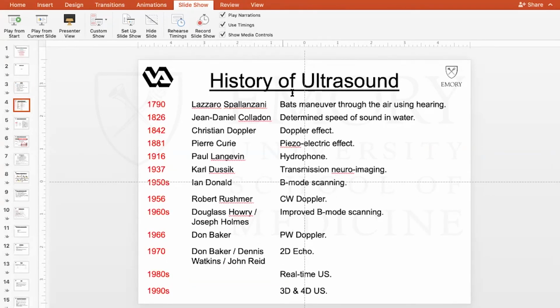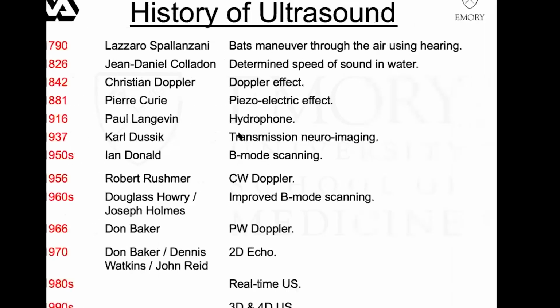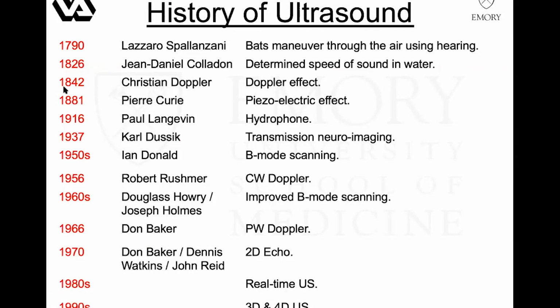If you look at the history of ultrasound, it's interesting that the Doppler effect was actually discovered prior to the discovery of ultrasound itself, in 1842. The piezoelectric effect was only described by Curie in 1881, and incidentally, the Curies, husband and wife, were also involved in the discovery of radiation. So between the two of them, they have probably discovered almost all of the physics behind the modalities that we use in cardiology, interestingly. The hydrophone was described in 1916, and subsequently came the development of B-mode, Doppler, and 2D echo.